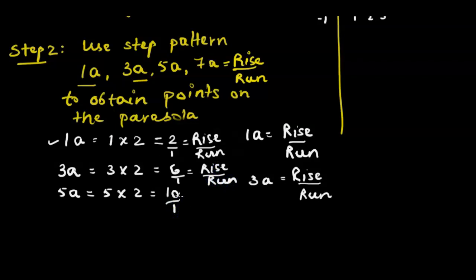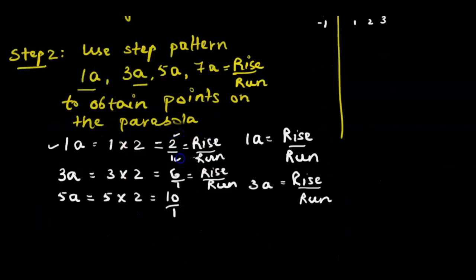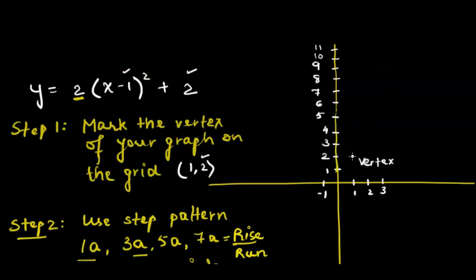Now we'll apply these rise over runs on the given point. When we look at the grid, we see the first point is the vertex, that is 1, 2. We have already marked it. 1, 2, that's the vertex. Now the first point after the vertex is going to be decided by the first rise over run. And the first rise over run is 1a, that is 2 over 1. So from this vertex point, we have run 1 and rise 2. Because the parabolas are symmetrical graphs, whatever we do on the right side, the same thing we do on the left side as well. So from this vertex, we again run 1 on the left side and we rise 2.